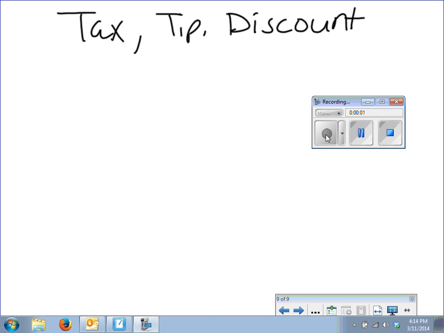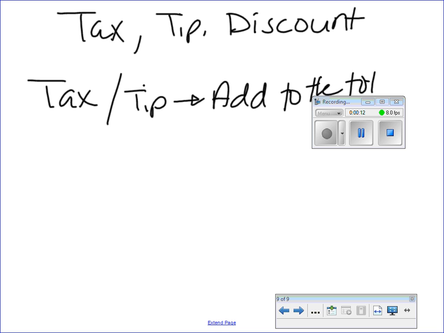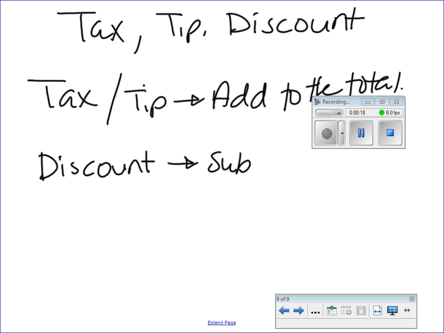Today we're going to talk about tax, tip, and discount. For tax and tip, when you're done with the problem, you're going to add to the total. For discount, you're going to subtract.